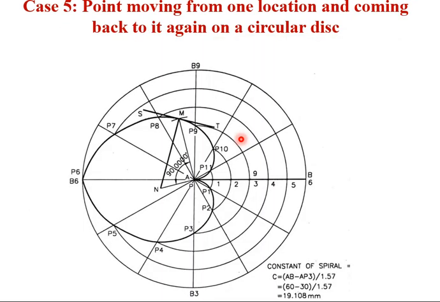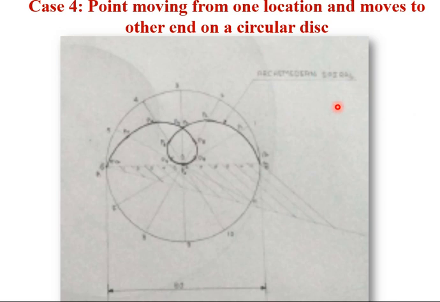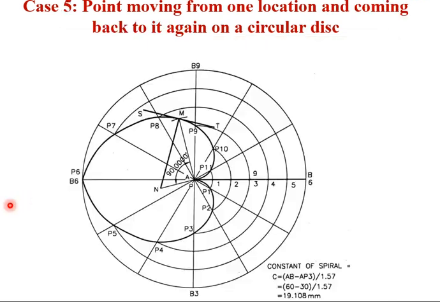Case number 5 is a point moving from one location and coming back to it again. In the earlier case, the point is moving from one end to the other end. But here, it is moving from this one and again coming back to its original position. In this case also, I'm not going into details, but here also we will take any kind of diameter of the disc, and you just try to imagine how this particular point can be generated, how this can be divided, and how this can get such a kind of shape. This is homework for all of you, how you are going to get this particular curve.